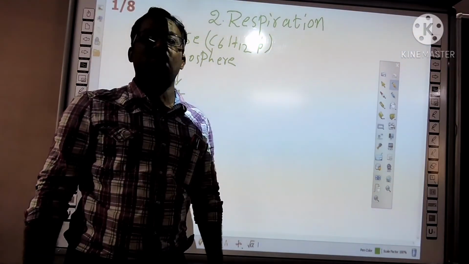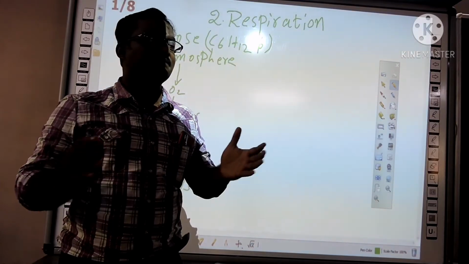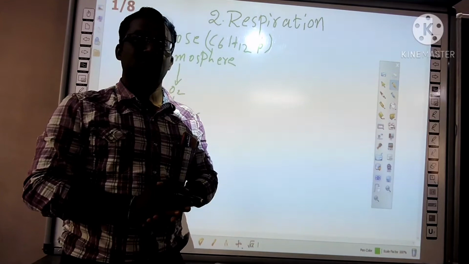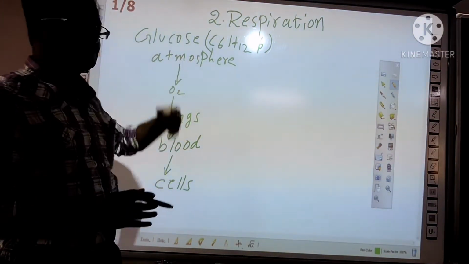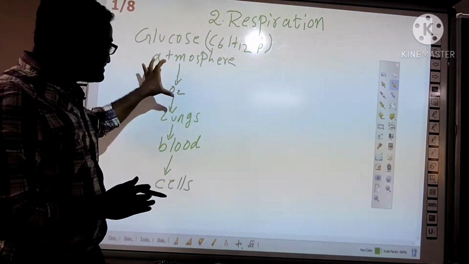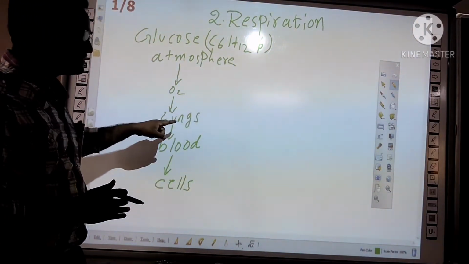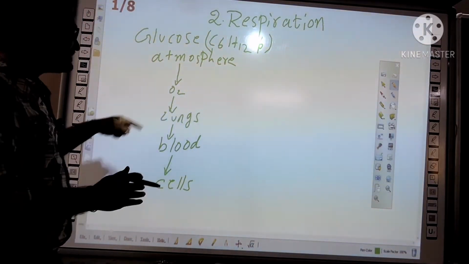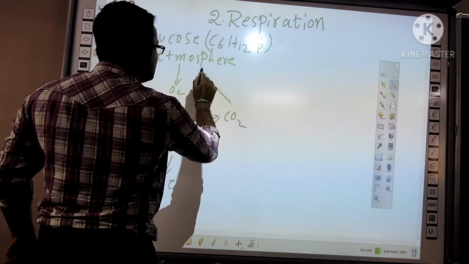I told you that in the process of respiration, carbon dioxide is also produced. Carbon dioxide is a harmful gas that should be eliminated from the body. So by the same pathway, from the cells, the carbon dioxide enters the atmosphere. So here there is gaseous exchange at various parts. First, between the atmosphere and lungs. Oxygen enters the lungs, and the carbon dioxide present in the lungs enters the atmosphere.